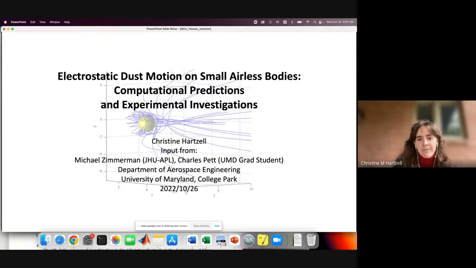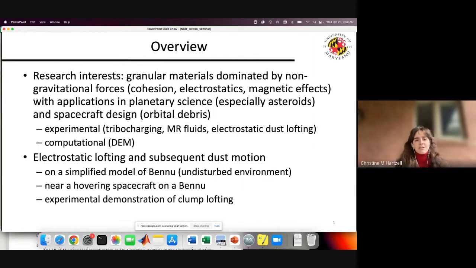Okay, so just an overview about my research interests generally. I'm interested in granular materials that are dominated by non-gravitational forces. So granular materials, typically we think of these as like regolith or dust on the surface of an airless body. And then non-gravitational forces are things like cohesion, electrostatics, magnetic effects. And I'm interested in applications to planetary science.